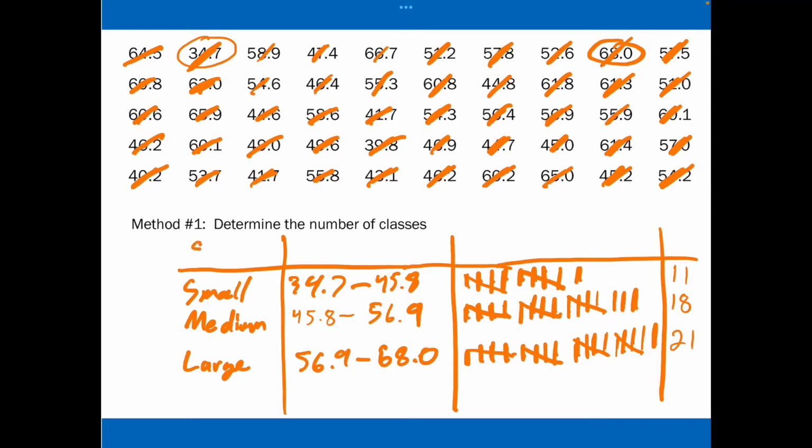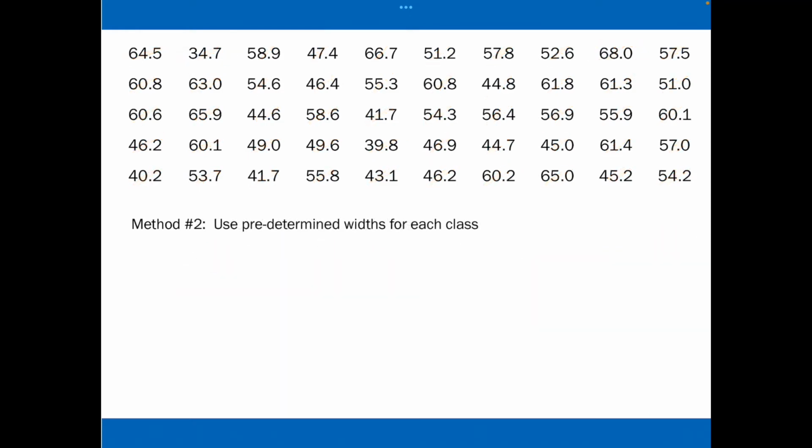Notice I probably should have labeled them all with things like size. I could write class or boundaries here. And then over here, I can put my frequency as we go through and put each frequency down. All right, so this is the first way. The first way to create a table is to start with the number of classes. From each class, you decide how wide the classes need to be, and then you tally them all up and come up with your frequency.